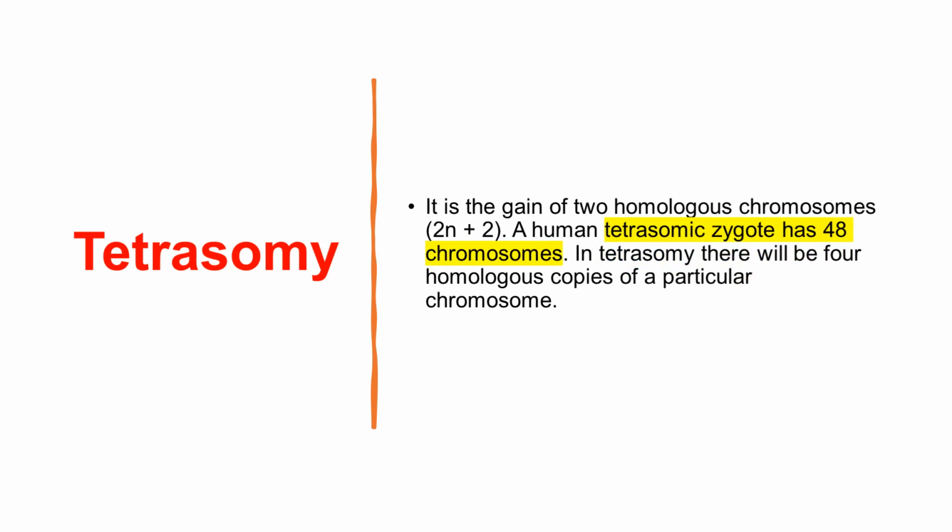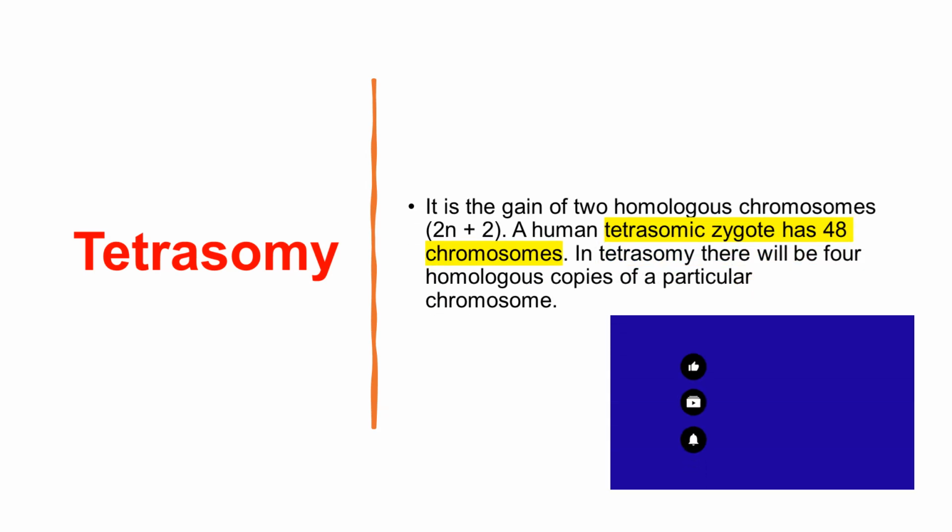Tetrasomy. It is the gain of 2 homologous chromosomes, 2n+2. A human tetrasomic zygote has 48 chromosomes. In tetrasomy, there will be 4 homologous copies of a particular chromosome.